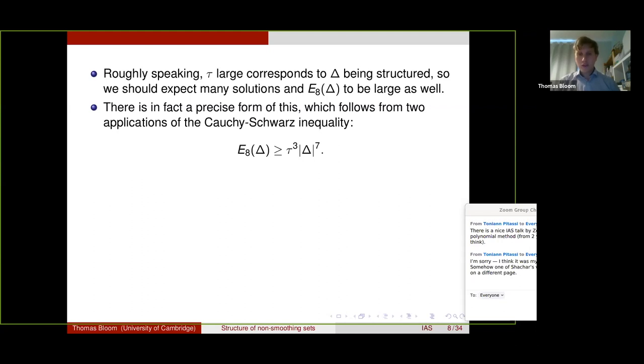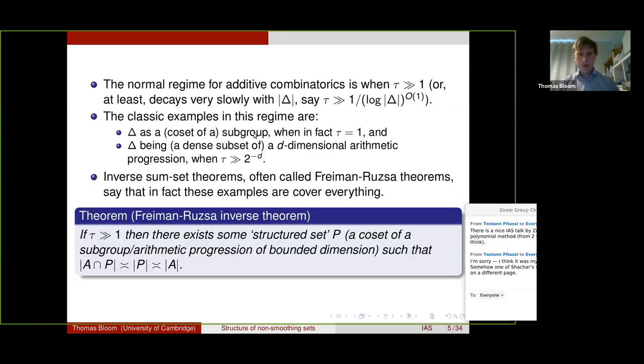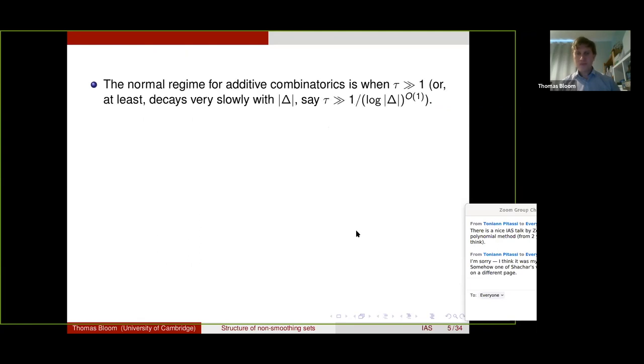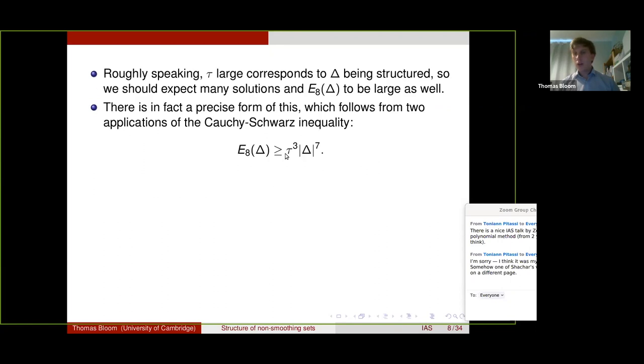I'll leave it as an exercise. It's very simple, especially once you've been told it's just two applications of the Cauchy-Schwarz inequality. But the following bound is true, that E8 of delta is at least tau cubed times the size of delta to the 7. Okay, so again, trivially, it's at most the size of delta to the 7, and tau cubed is like this proportion parameter. Just to remind you, it'll come up a lot, tau is E4 of delta divided by delta cubed. So tau is this normalized E4. So this is saying that the normalized E8 is at least tau cubed.